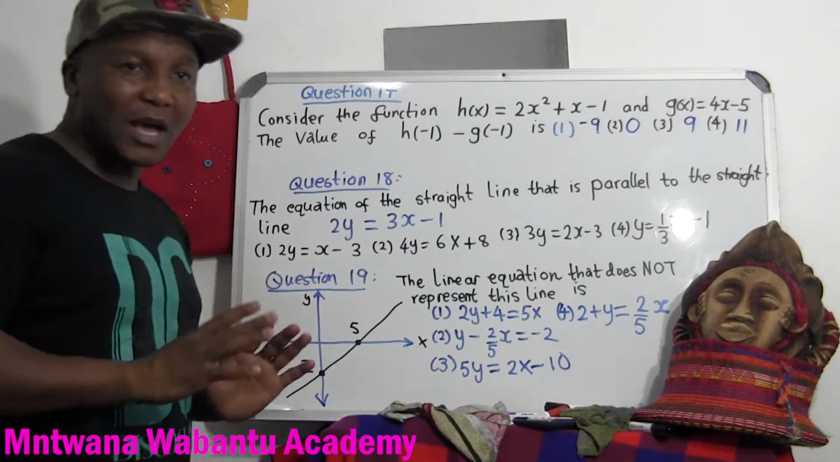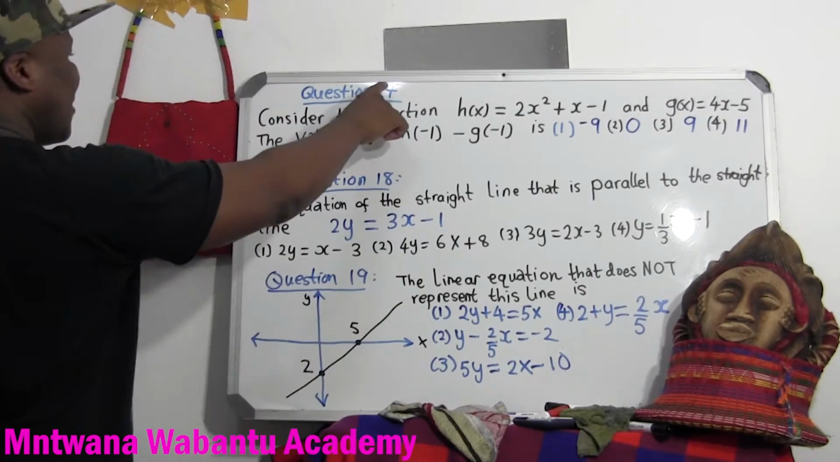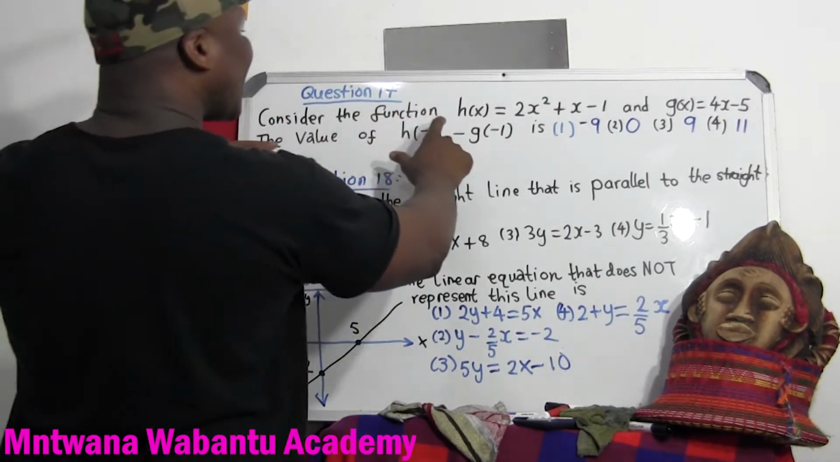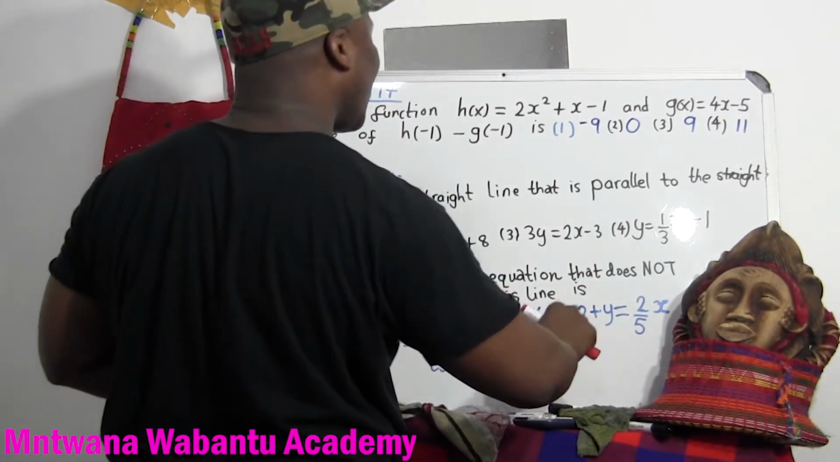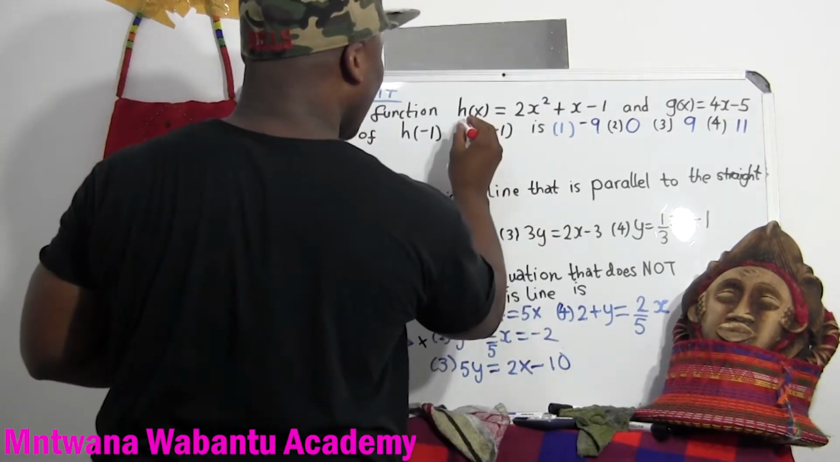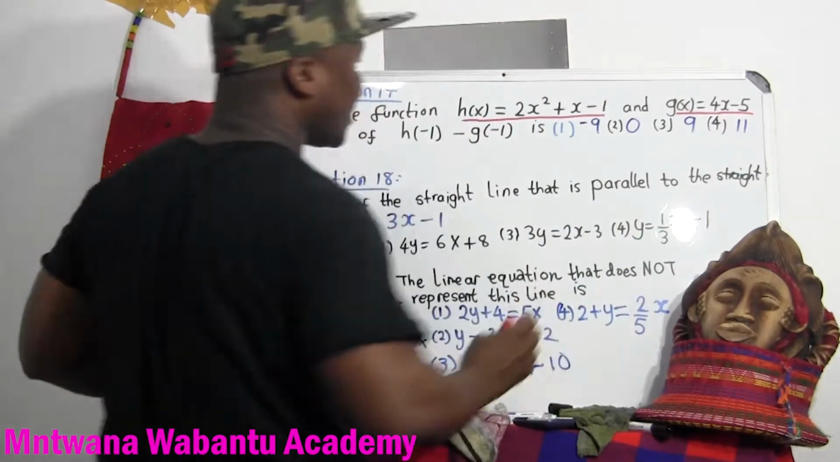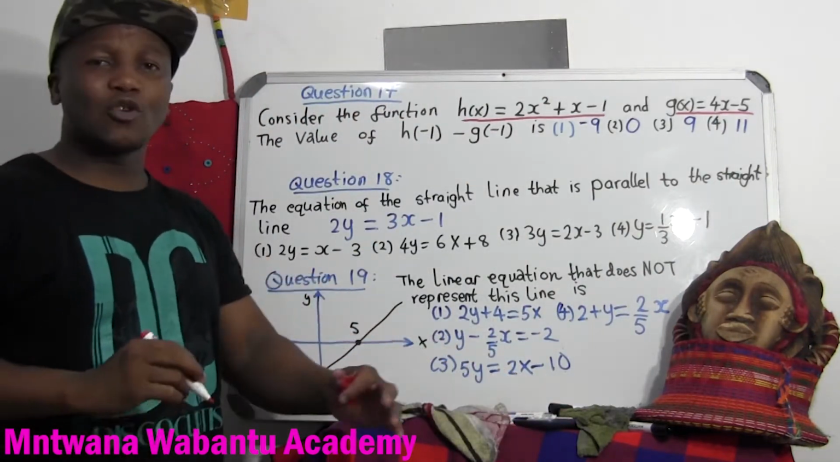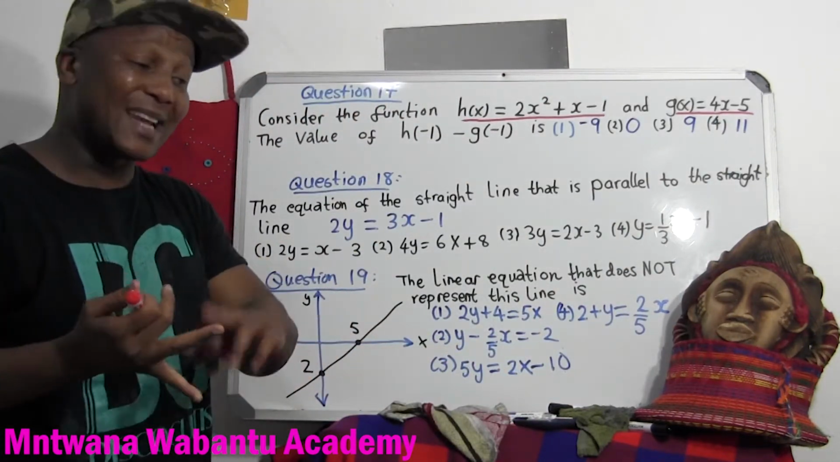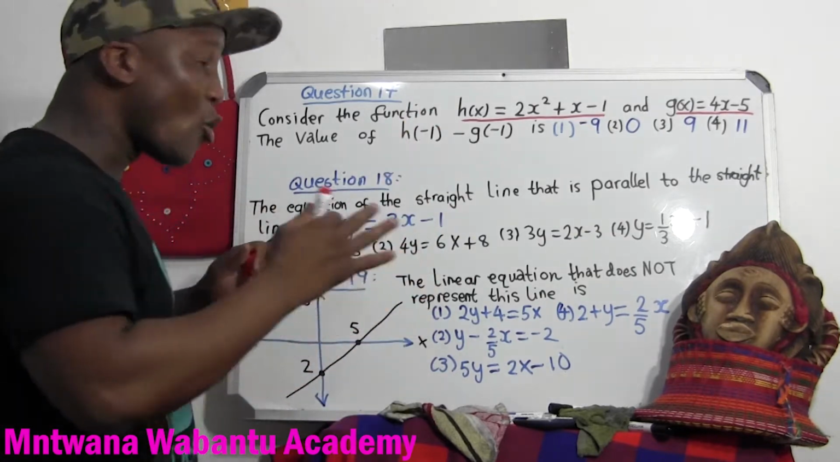So without further ado, let's get started. Now let's say question number 17. Consider the function. This is a quadratic function, and this is a linear function. I'm going to attach a link below so you can learn more about quadratic and linear, but for now, let me just focus on the equation.